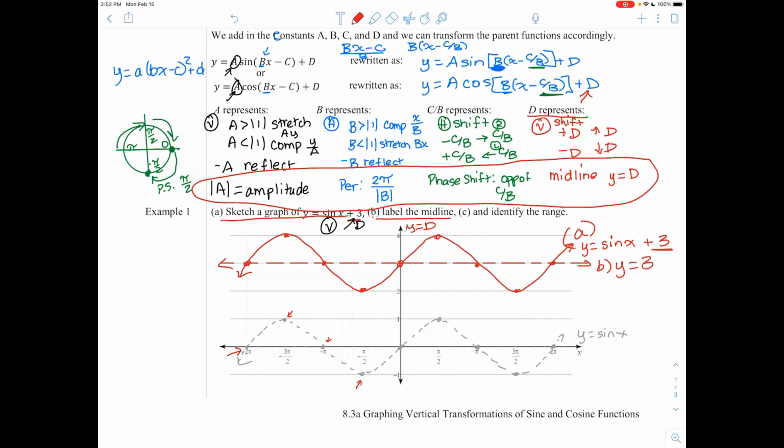And the range, C, what is the range? The minimum, that's -2, so that's +2, to the maximum point, which is at 4. And so there is the range of your new function. Whereas on your original function, your range was from -1 to 1. And your midline was at y equals 0 because it was +0, no D. Right? Okay. And so that's using a vertical transformation on your sine function.